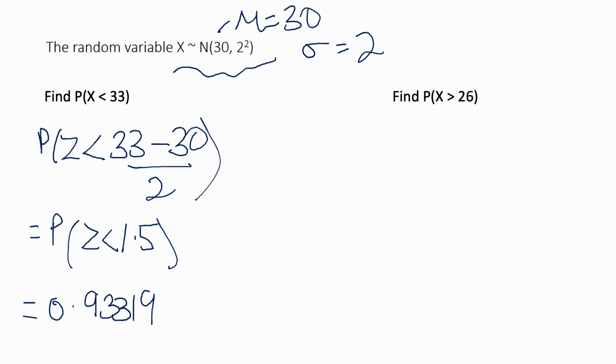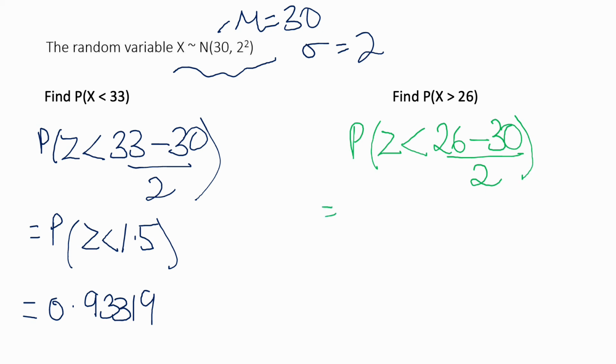The second part, similar but slightly different, we are going to start the same or similar. So we're going to say it's the same as the probability that Z is less than 26, take away the mean, which is 30, and divide all of that by the standard deviation, which gives us the probability that Z is less than -2, because 26 take away 30 gives us -4, then divide that by 2 gives us -2.